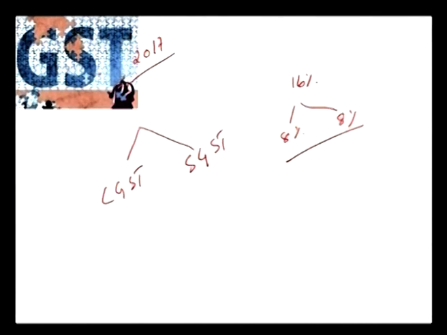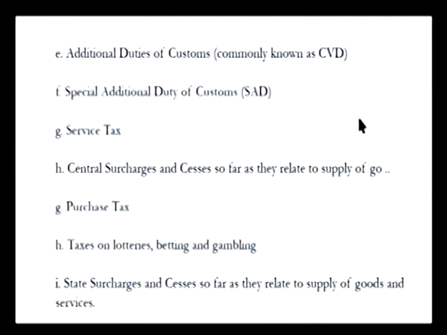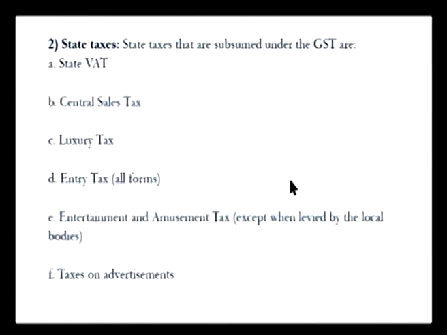So let's look at what are the taxes that have been subsumed under the GST regime. When it comes to taxes currently levied and collected by the center, we have the central excise duty, duties of excise on medicinal and toilet preparations, and additional duties of excise on textiles and textile products. So these are the taxes from the center. Then additional duties of customs, special additional duty of customs, and service tax. Central surcharges and cesses so far as they relate to the supply of goods and services, though of course not exactly the entire surcharge has been subsumed. And then tax on lotteries, betting and gambling.